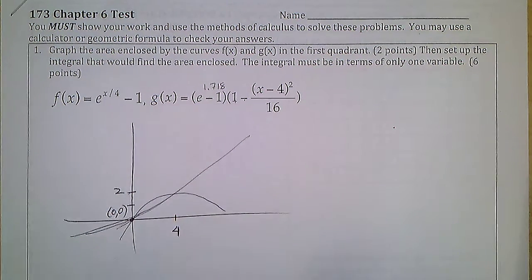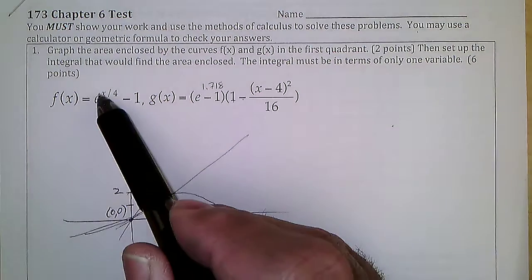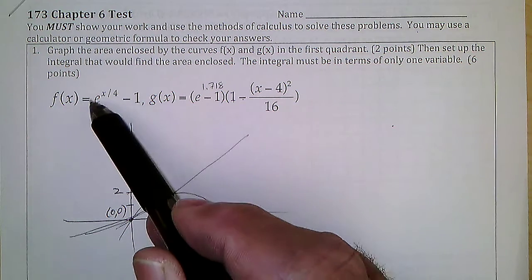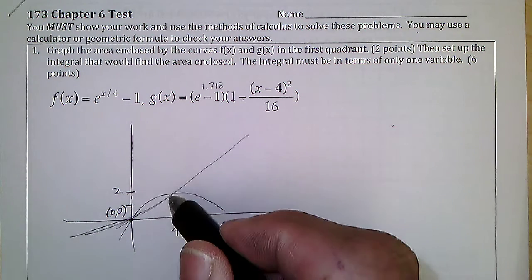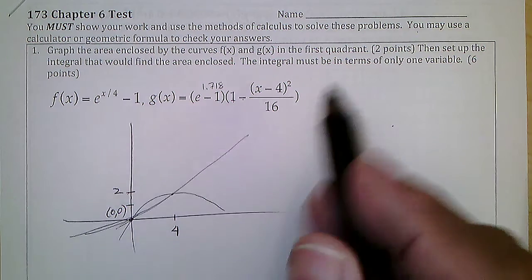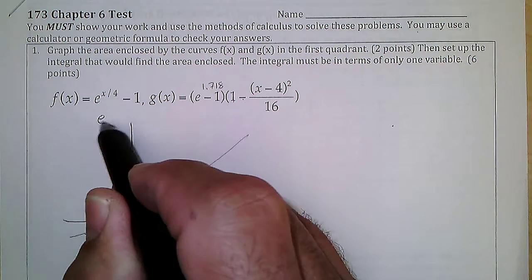So let's check and see what 4 does. 4 divided by 4 is 1. E to the 1 is E. E minus 1 is E minus 1. So one graph I get from this one, I get E minus 1.